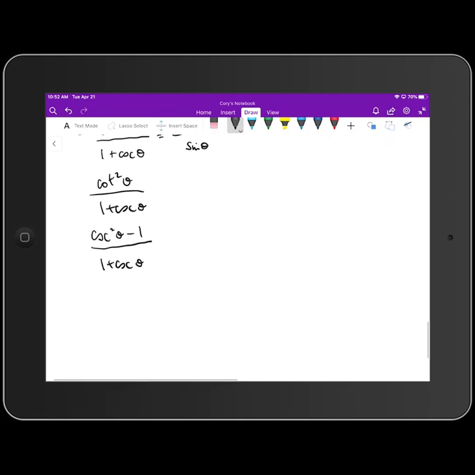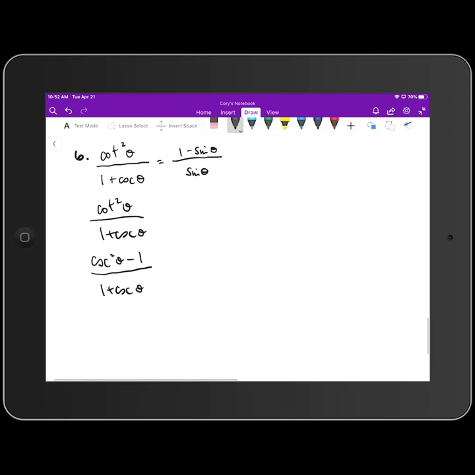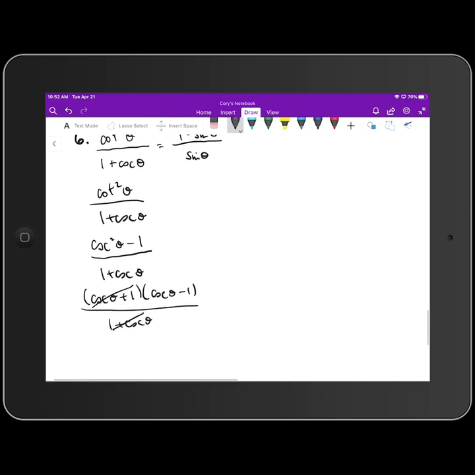And then that numerator is the difference of two squares, so I can go ahead and factor that. That's going to factor to cosecant of theta plus 1 times the cosecant of theta minus 1 over 1 plus the cosecant of theta. And then I can cancel cosecant plus 1 with 1 plus cosecant. Again, it doesn't matter which order we add in, those two sums are going to be the same. Which leaves us with cosecant of theta minus 1.